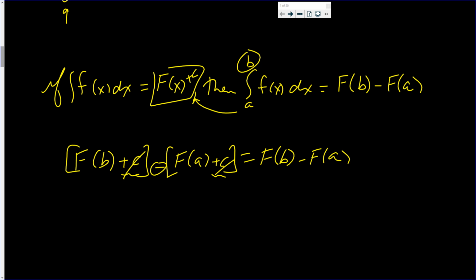Okay, this completes the section on rules of integration. Know these rules. Can't play the game unless you know the rules.